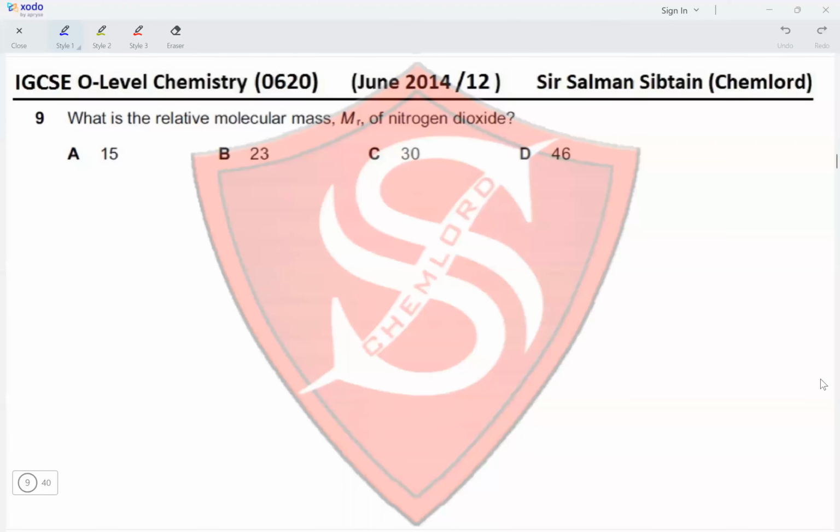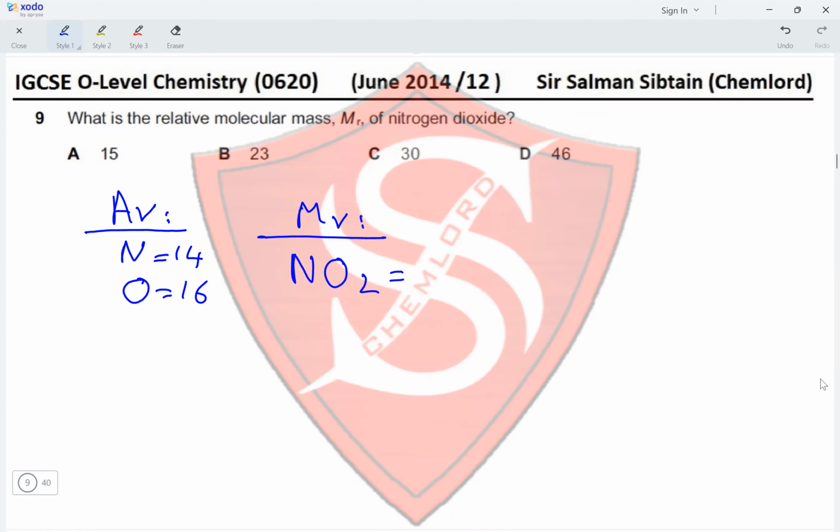Question 9. What is the relative molecular mass of nitrogen dioxide? So the Ar of nitrogen is 14 and of oxygen is 16. So we need to calculate the Mr. So Mr of nitrogen dioxide, NO2, would be 14 plus 16 plus 16. So 16 plus 16 is 32, 42, 43, 44, 45, and 46. So the molecular mass of NO2 is 46, making option D the correct option for this question.